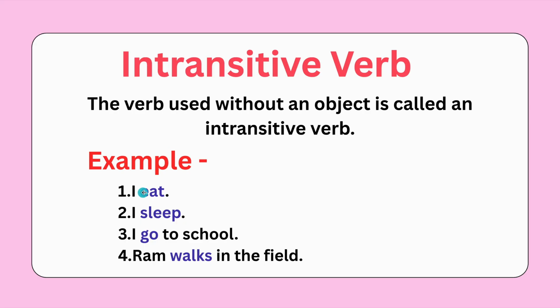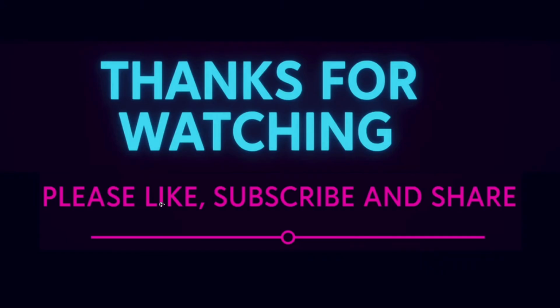Like I eat, but there is no object, what I eat. Okay, I sleep, there is no object, where I sleep. I go to school, go is the intransitive verb. Ram walks in the field, walks is the intransitive verb.